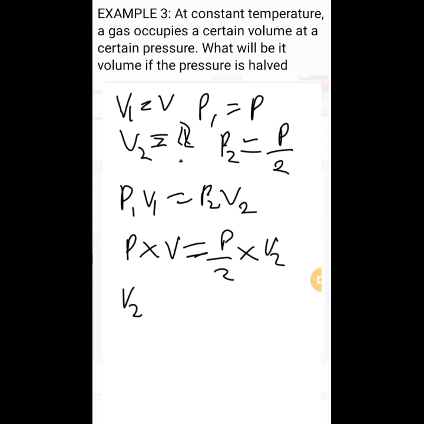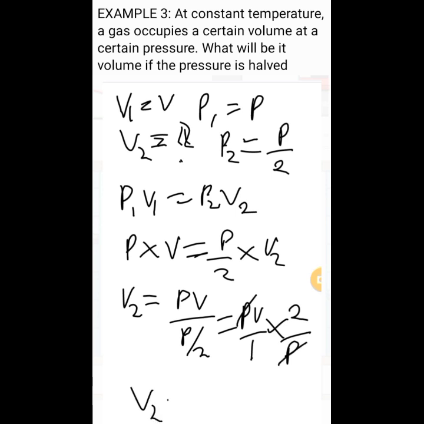So V2 equal to PV divided by P over 2, and that will give you PV over 1 multiplied by 2 over P. So your P can go with P. So your V2 will be 2V. So from this question, you can also see the application of Boyle's law, because we were told that the pressure was halved. So the pressure decreased by a factor of 2. And you can see that our volume is increasing by a factor of 2, from V to 2V.